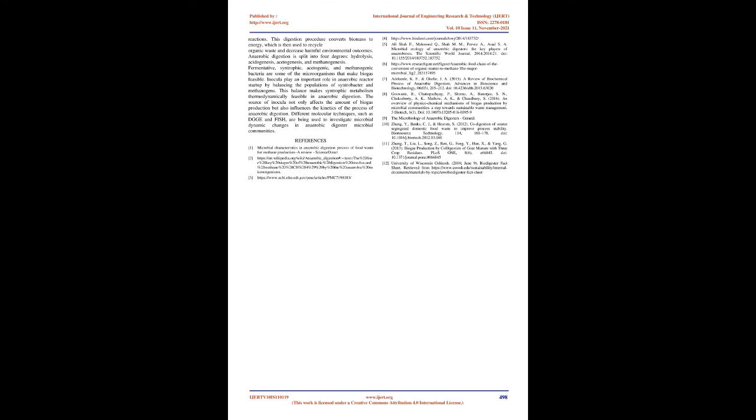Conclusion. Under anaerobic conditions, anaerobic digestion is a complex reduction process involving a number of biochemical reactions. This digestion process converts biomass to energy, which is then used to recycle organic waste and decrease harmful environmental effects. Anaerobic digestion is split into four stages: hydrolysis, acidogenesis, acetogenesis, and methanogenesis. Fermentative, syntrophic, acetogenic, and methanogenic bacteria are some of the microorganisms that make biogas feasible.